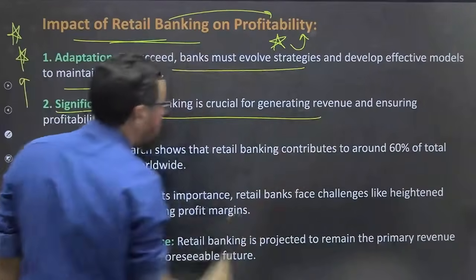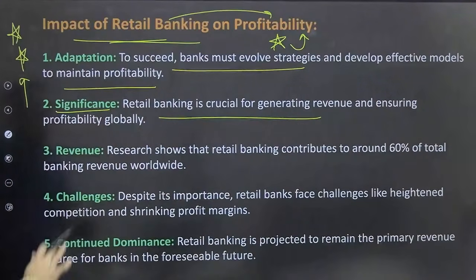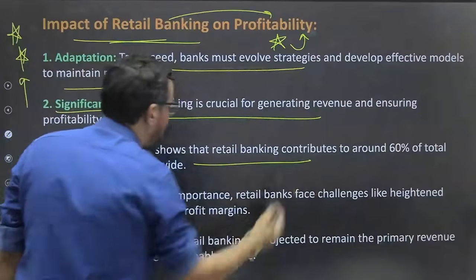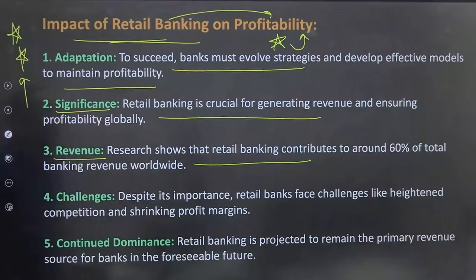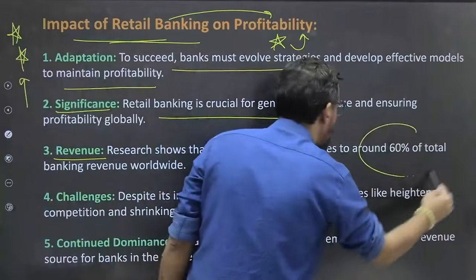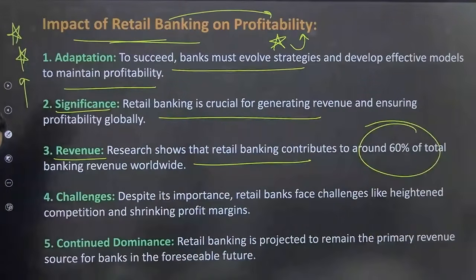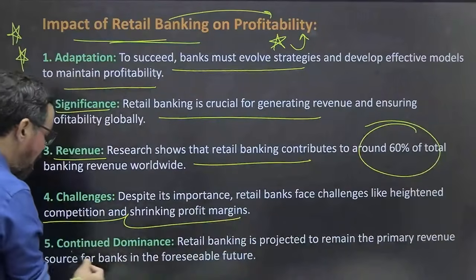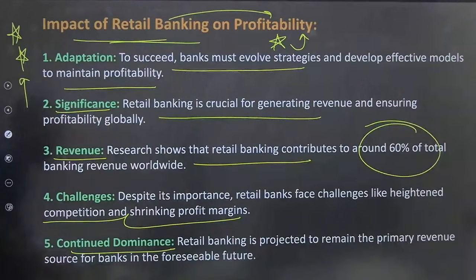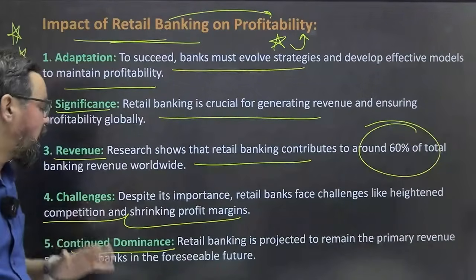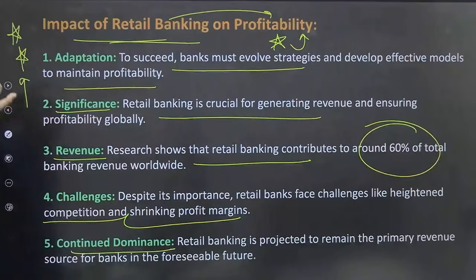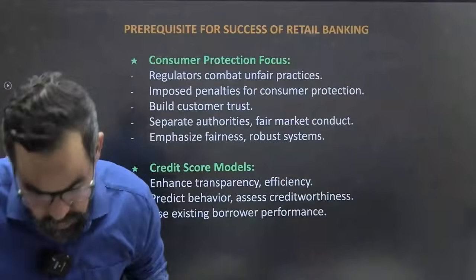Significance: retail banking is crucial for generating revenue and ensuring profitability goals. Revenue: retail banking contributes around 60% of total banking revenue worldwide. So you can see the importance of this. Challenges: retail banks face heightened competition and shrinking profit margins. Continued dominance: retail banking is projected to remain the primary revenue source for banks in the foreseeable future. So one question can be around this with multiple statements.